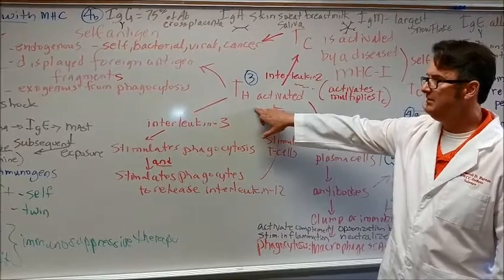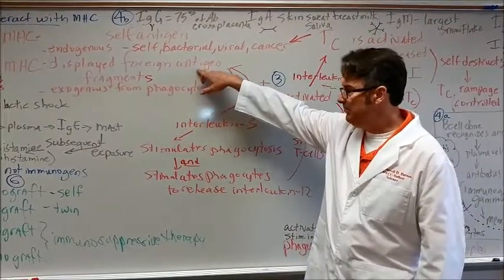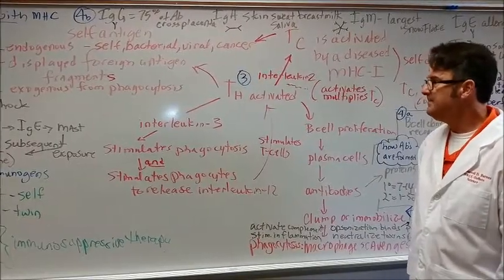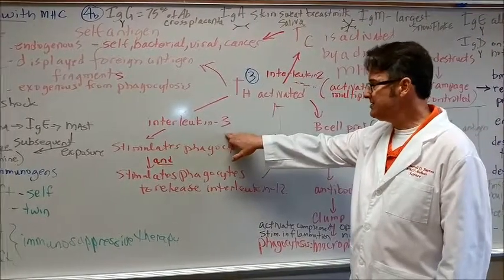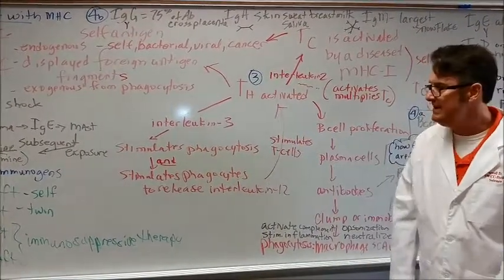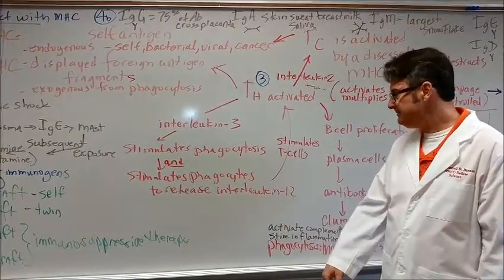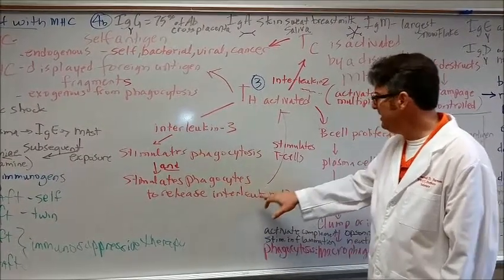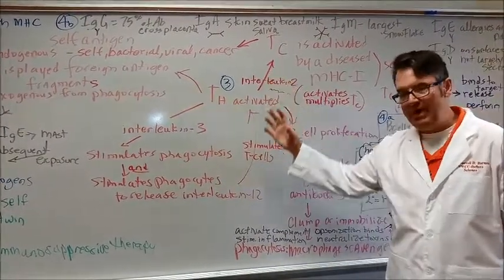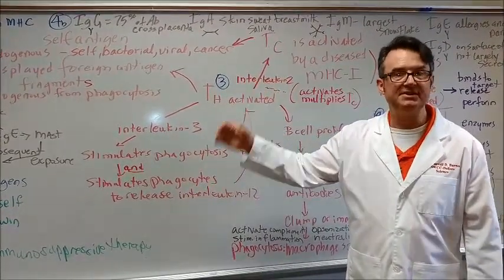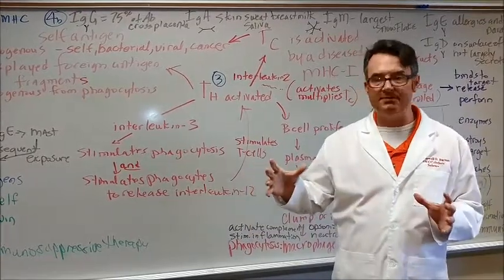Well, what happens next is pretty cool as well. Helper Ts are activated by these MHC2 complexes. Interleukin 3 is released. This stimulates phagocytosis, so your body begins eating. And then it also stimulates phagocytes to release interleukin 12, which then wraps back and activates the helper T. That's kind of cool. So it's kind of a self-perpetuating system.